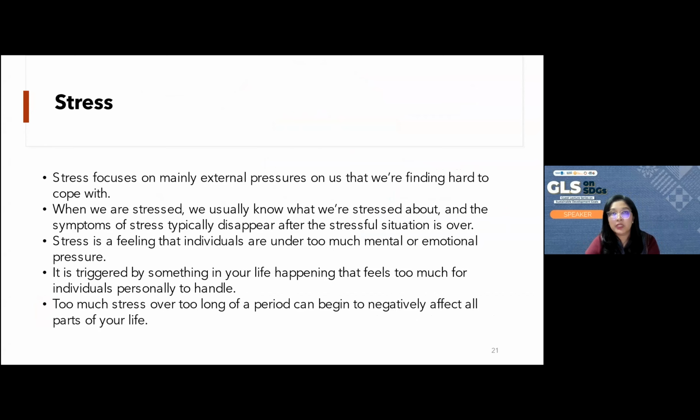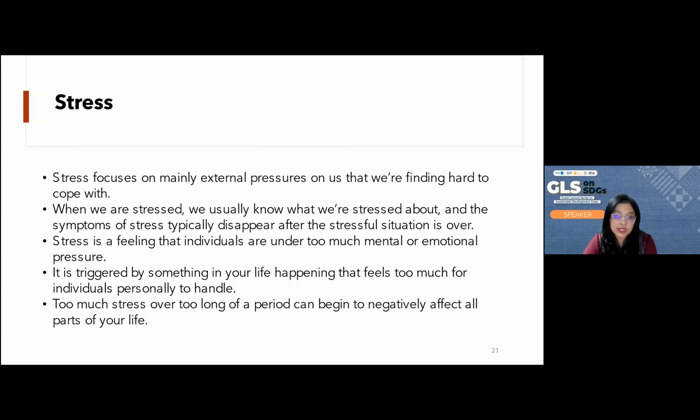But sometimes we feel several stressors more than we expected. So the stress that we face focuses mainly on external pressure on us that we are finding hard to cope with. When we are stressed, we usually know what we are stressed about. So I know, there is a deadline. Two more hours and I need to submit my paper, etc. And the symptoms of stress typically disappear after the stressful situation is over.